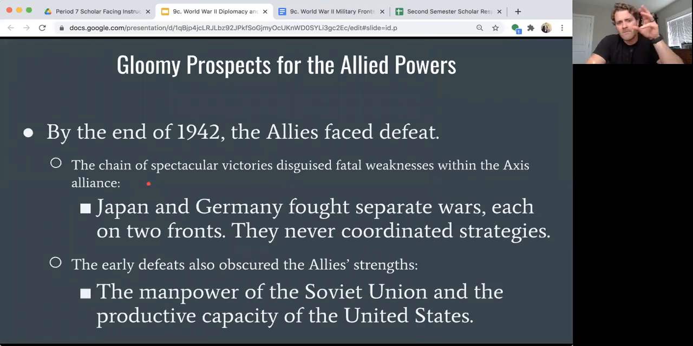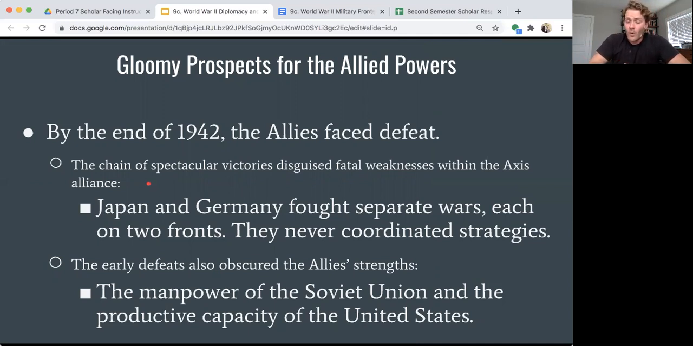So by the end of 1942, things look quite dark. The Allies face defeat. There's been a chain of spectacular victories for the Axis powers, like Pearl Harbor, like Germany marching into the Soviet Union. But despite what looks on the surface like a soon-to-be Axis victory, there are some disguised underlying weaknesses of the Axis powers and some disguised underlying strengths of the Allied powers, which both would play out over the next 3.5 years until the war ends.